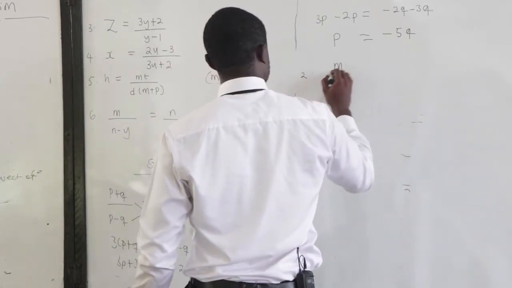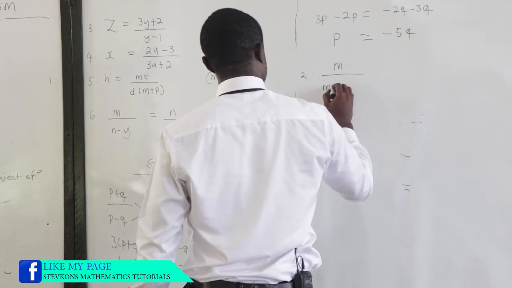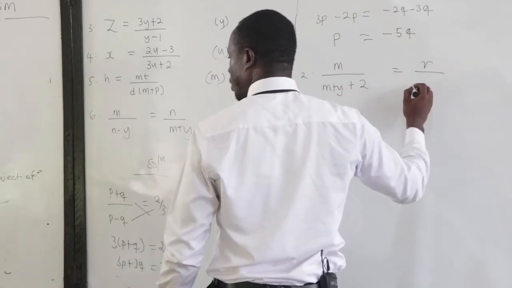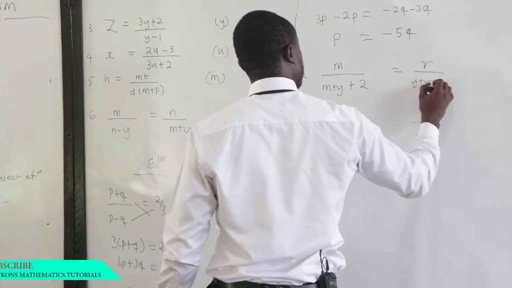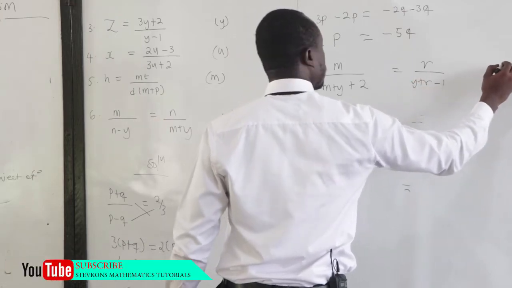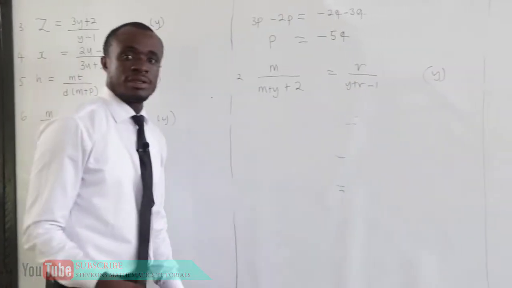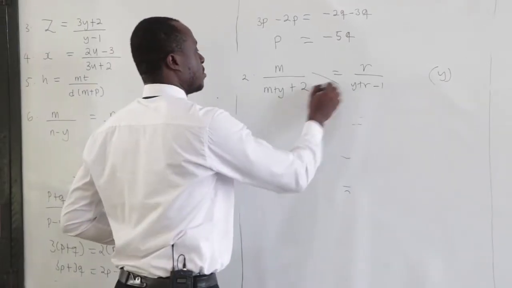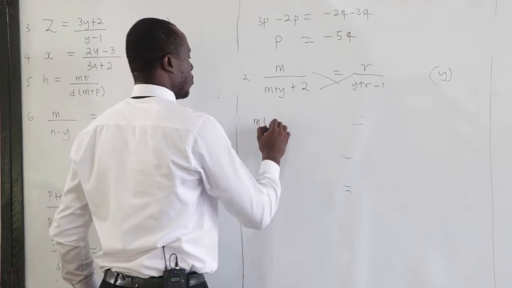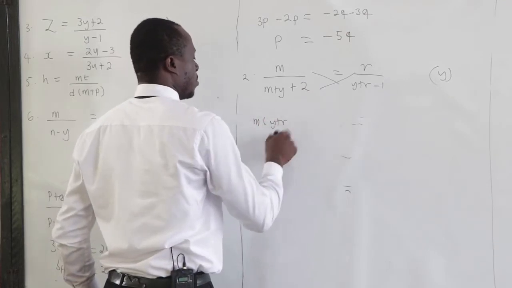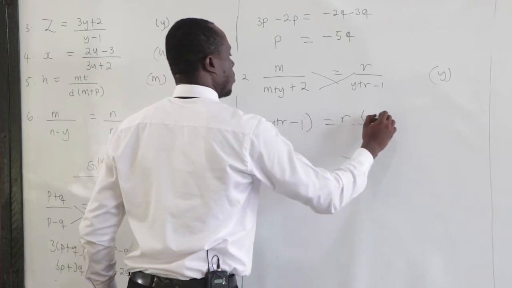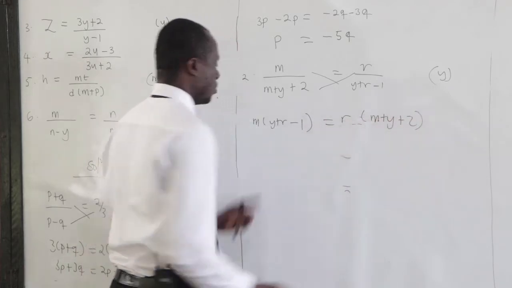It is saying we have M all over M plus Y plus 2 equal to R all over Y plus R minus 1. We want to make Y the subject. What can we do from here? Cross multiply. So you have M(Y plus R minus 1) equal to R(M plus Y plus 2).